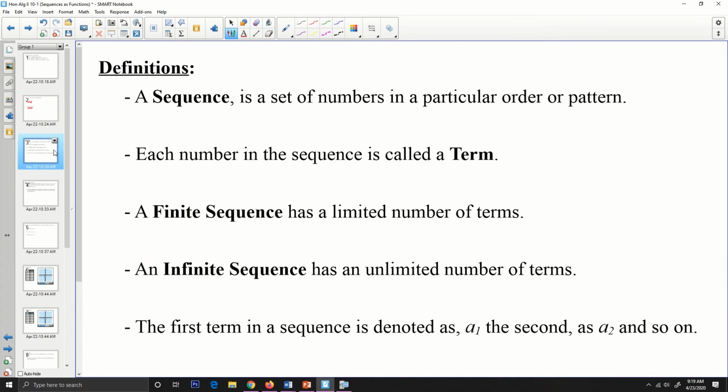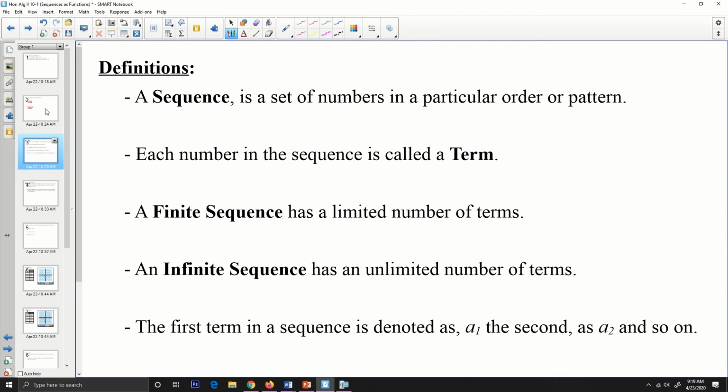First, a sequence is a set of numbers in a particular order or pattern. Each number in the sequence is called a term. A finite sequence has a limited number of terms, and an infinite sequence has an infinite number of terms. The first term of a sequence is denoted as a sub 1, the second a sub 2, and so on.